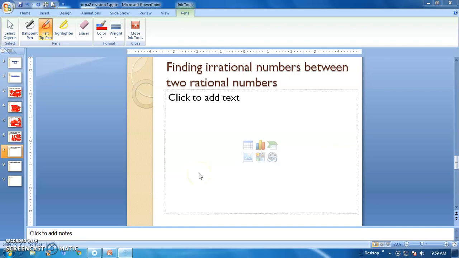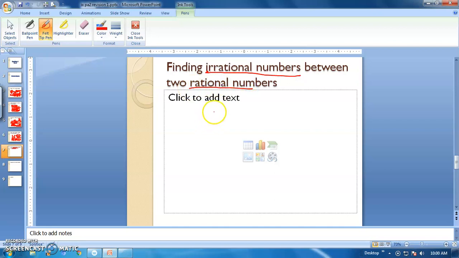Let us continue the slides now. So look at the next one. So finding irrational numbers between two rational numbers. In the last slide we have seen how to find a rational number between two rational numbers. But now we are going to see how to find irrational numbers between two rational numbers.